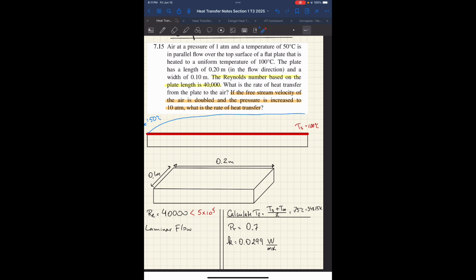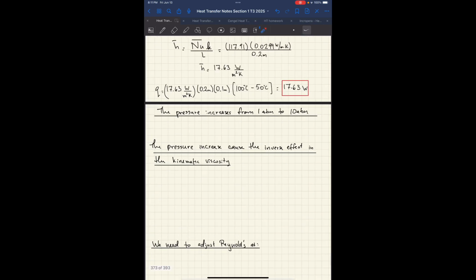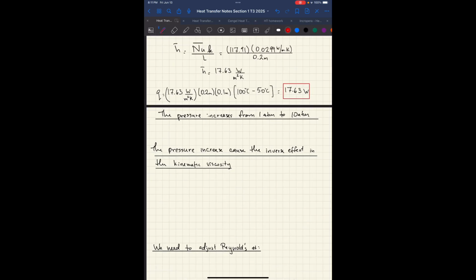Basically what we're doing is we're taking the pressure, which is 1 atmosphere, and multiplying it by a factor of 10. So basically what I wrote over here is that your new pressure, P2, is 10 times P1, okay? Now, that is going to affect the viscosity. The pressure has a big effect on the viscosity, so we have to see what's going to happen.